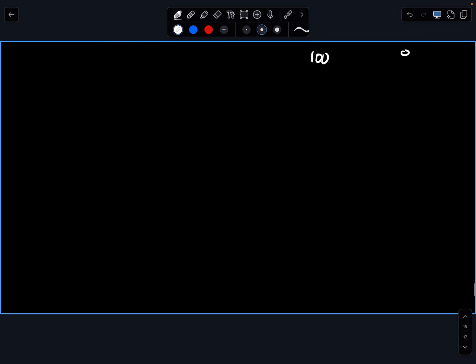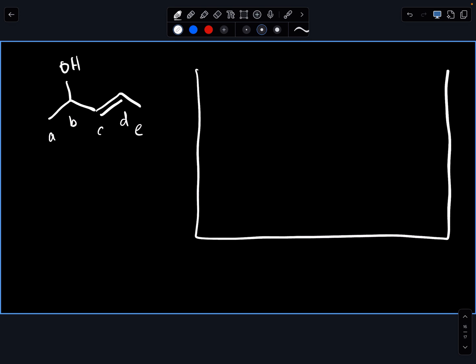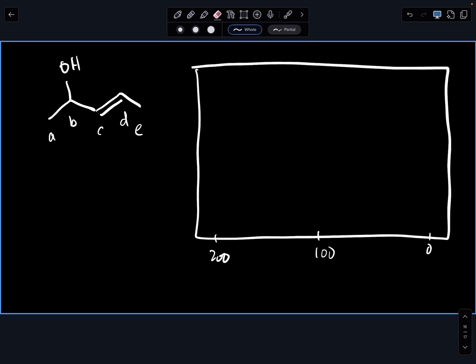Let's say instead we go to this, which is a similar molecule. I just put a double bond in there. Well, again, there's no symmetry. It's still A, B, C, D, E. And so what we would see for this is B is still going to be more or less the same place. It's an sp3 carbon attached to an oxygen.